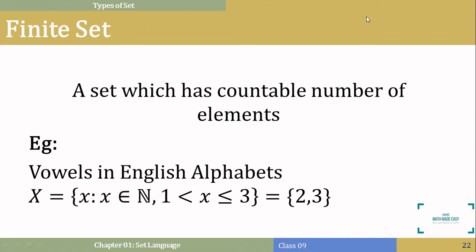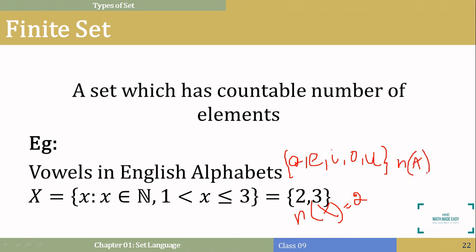So a finite set is nothing but a set which has a countable number of elements, where we saw the vowels in the English alphabet. So A, E, I, O, U, you have 5 elements there, so 5 is countable, so it's a finite set. And again, let's take the set X, a collection of elements X such that X belongs to natural numbers and 1 < X ≤ 3, which is nothing but the set {2, 3}, where it has cardinality 2. So this set is a finite set. Note that whenever cardinality exists, that set is called a finite set.